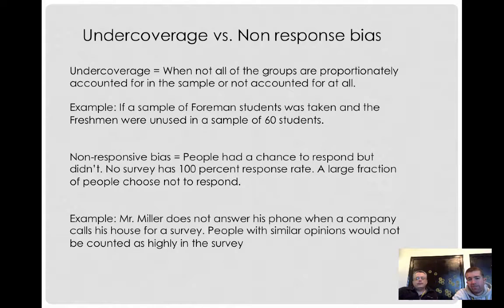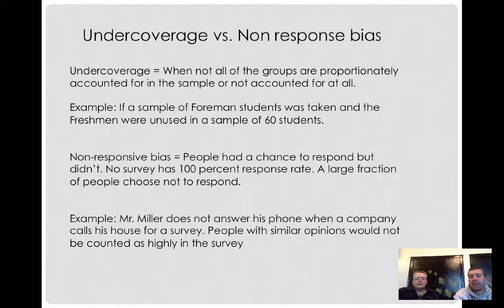So that's like if you seniors wanted to take a sample of Foreman students and you just didn't use the freshmen at all. Which, you know, I mean, we get it. But that would be undercoverage. You have to account for them. They are a good quarter, probably even a third of the school. So you've got to kind of use them.